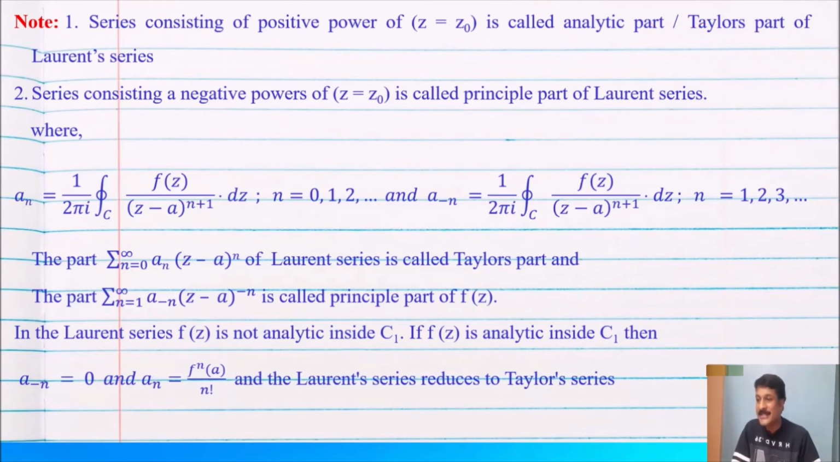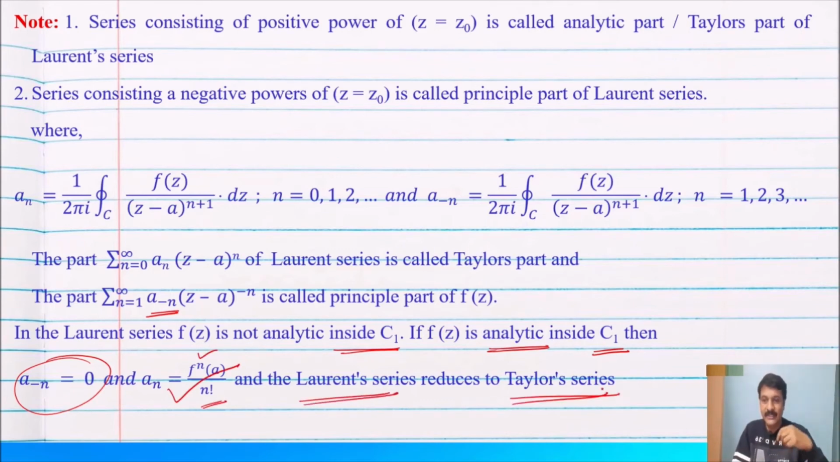In the Laurent series, you remember that f(z) is not analytic inside C1. But if f(z) is analytic inside C1, the coefficients of the negative powers, that is a suffix minus n, equal 0, and a n equal to nth derivative of f(a) upon n factorial. And this Laurent series reduces to the Taylor series.